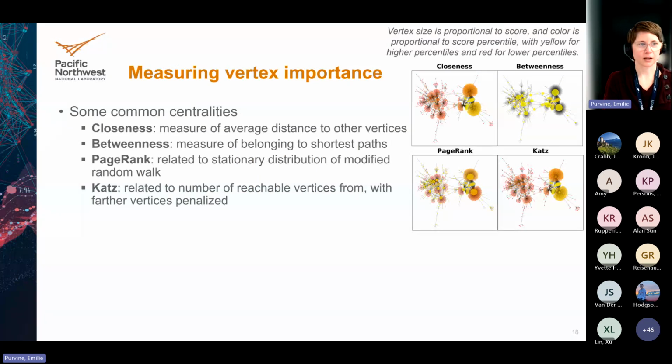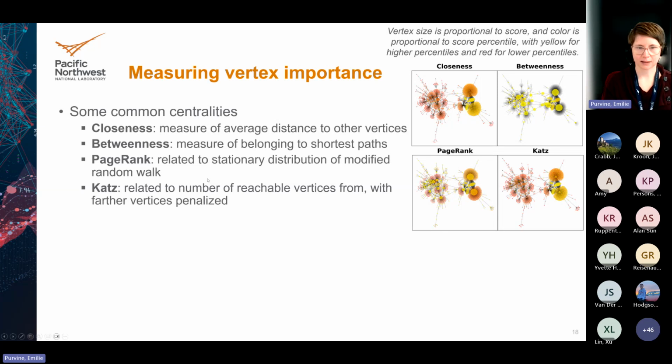I mentioned earlier that people want to measure vertex importance or centrality, so here are a couple of examples that I glossed over before. One is closeness, measuring the average distance to other vertices. So how close am I to everybody else? That's a notion of centrality. Or maybe I want to know how frequently I am as a vertex on a bunch of shortest paths. Am I a bottleneck? That's another way of being central, and those don't necessarily correlate. PageRank is related to the stationary distribution of a random walk. So if I'm randomly walking along the graph, how often do I land on myself?